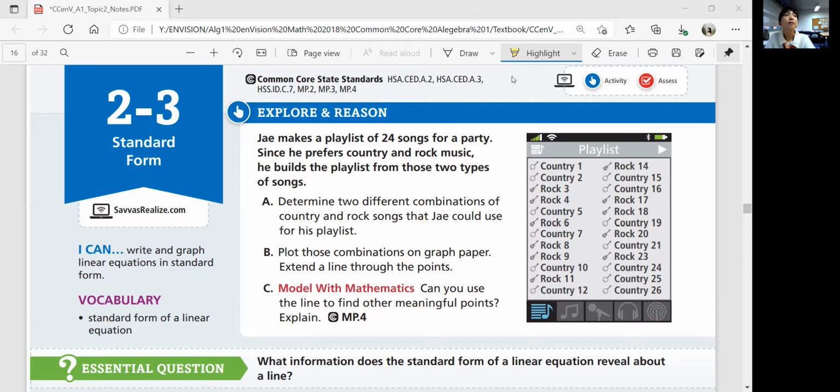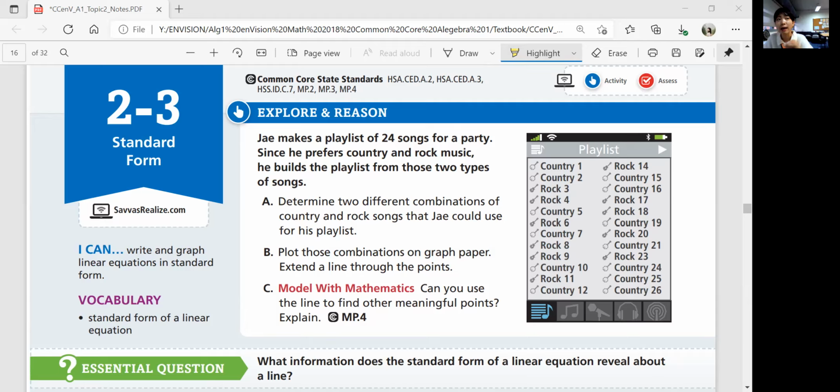Jay makes a playlist of 24 songs for a party. Since he prefers country and rock music, he builds the playlist from those two types of songs. Let's determine two different combinations of country and rock songs that Jay could use for his playlist. Look at the playlist of Jay. We've got country 1, 2, rock 3, 4, country 5, and so on. What are two different combinations of country and rock?